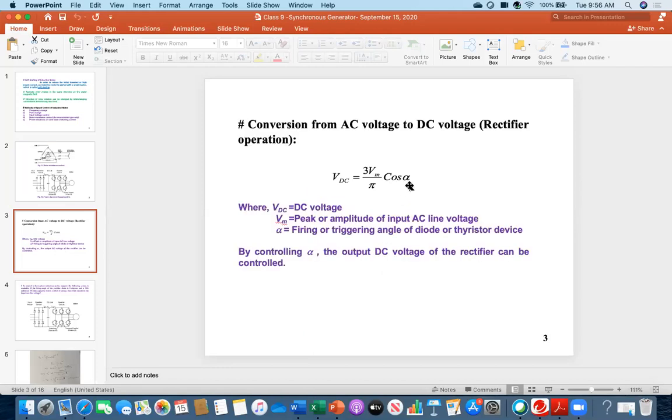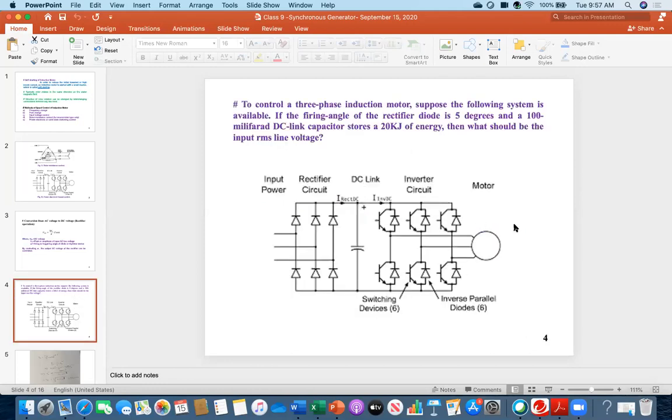So for example, if it is 5 degrees, then on value. If it is 10 degrees, then on value. So the main thing is controlling that firing angle with the help of some sort of controller. That is the goal. Based on that, I have set up a numerical problem. So everybody read the problem.